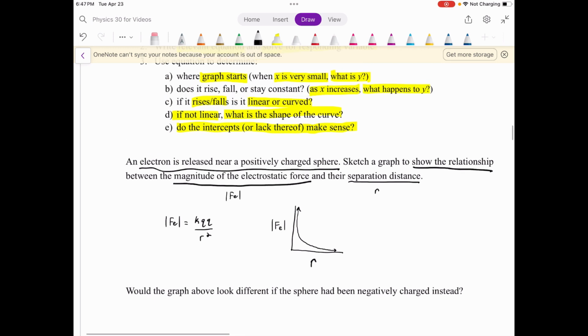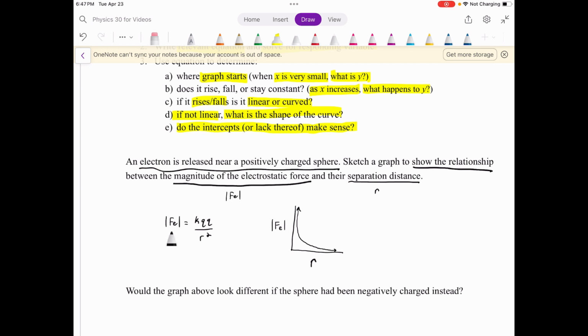All right, the last thing to think about here is: does the shape of our graph, the intercepts or lack thereof, make sense? We can see this doesn't have any intercepts. In fact, it looks like it has asymptotes. You might know that word from math. It's okay if you don't, but an asymptote is just a line that it seems to be approaching but not actually reaching. So it looks like it's approaching an electrostatic force of 0 on the y-axis, but it doesn't look like it's reaching it.